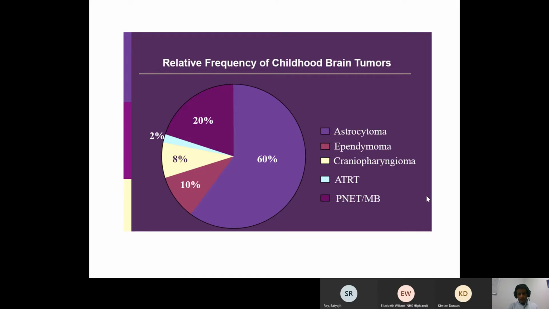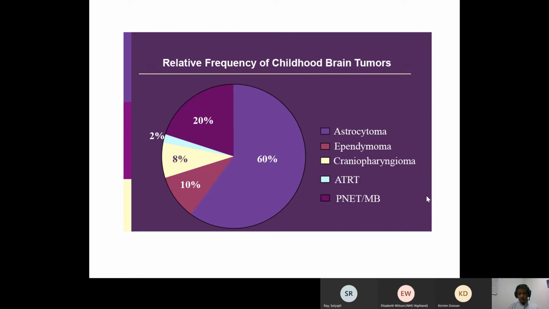So what are they? If you look at what kinds of brain tumors children get, astrocytomas, astrocytic tumors, are the most common. Then medulloblastomas, previously called primitive neuroectodermal tumors, are the next most common, 20% and 60%. So together they make up about 80% of them. And about 8% craniopharyngiomas and 10% ependymoma. All the other tumors are 2%.